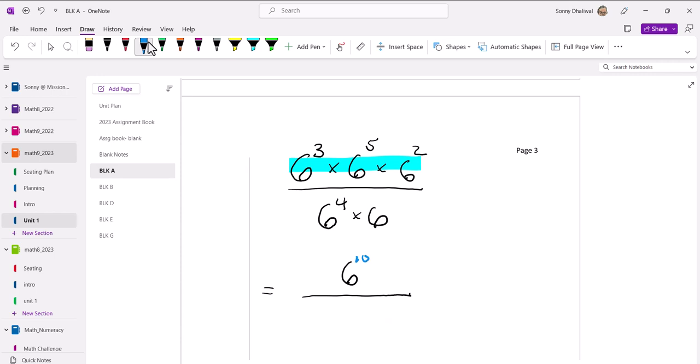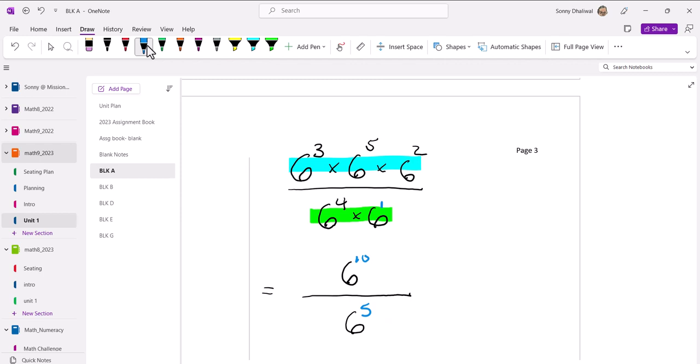Now we do the same thing to the denominator. We ignore the top and clean it up as a single power. What should the base be? What should the exponent be? The base stays the same at 6. The exponent, 4, and a little imaginary 1 there. So 4 and 1 makes a 5.